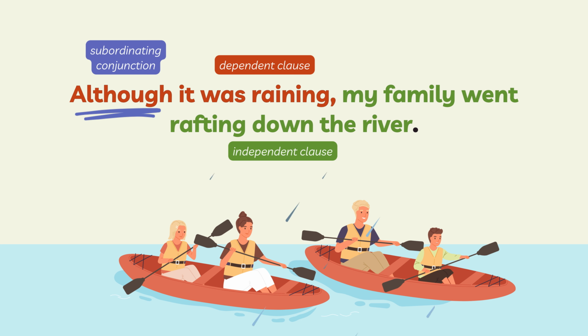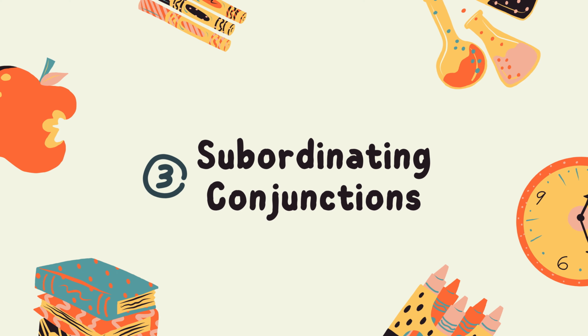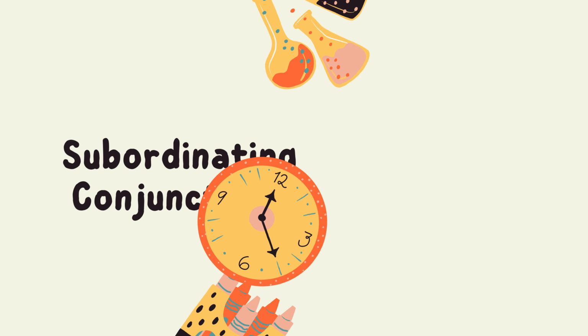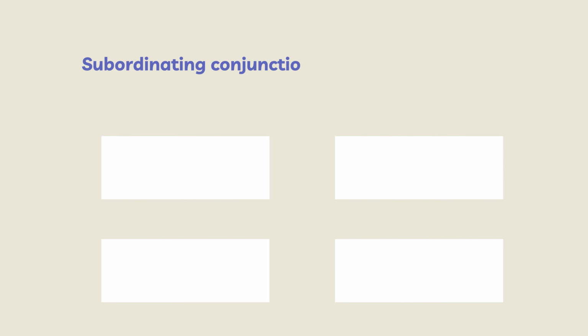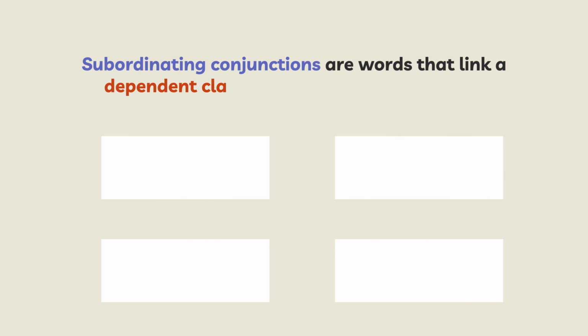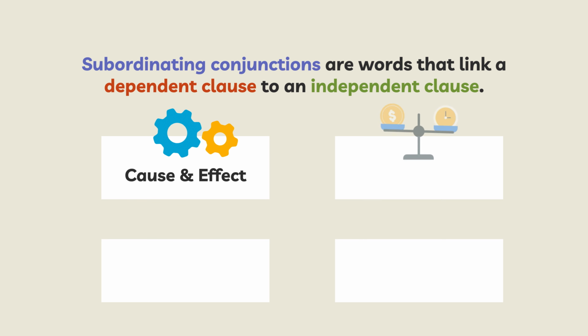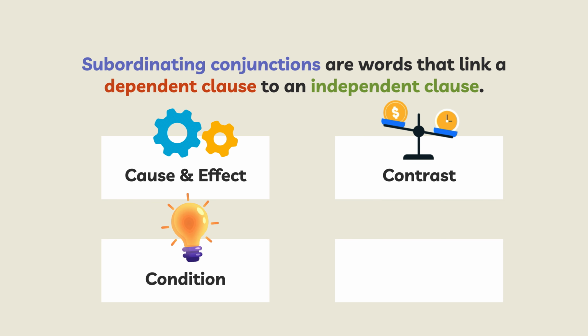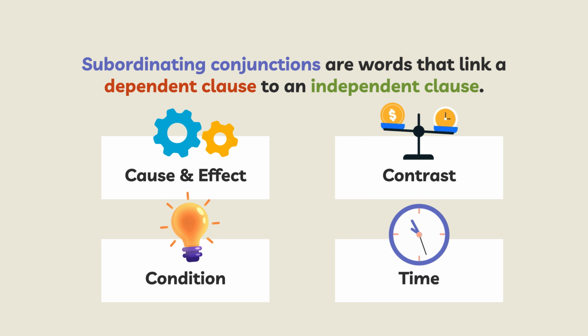Now, let's focus more on subordinating conjunctions. As mentioned before, subordinating conjunctions are words that link a dependent clause to an independent clause. Some common categories of subordinating conjunctions include cause and effect, contrast, condition, time.